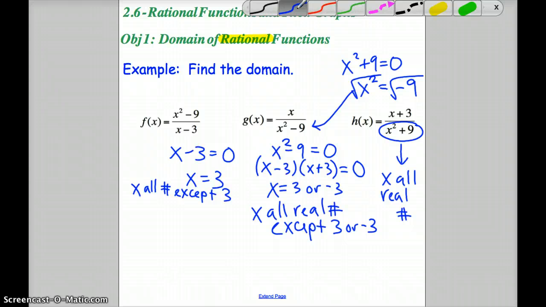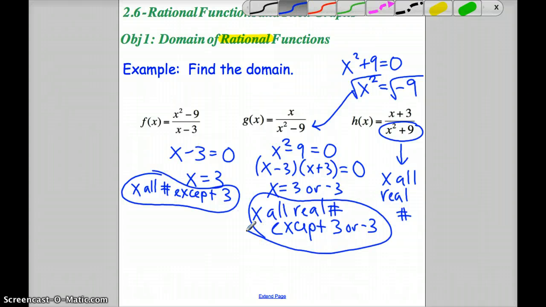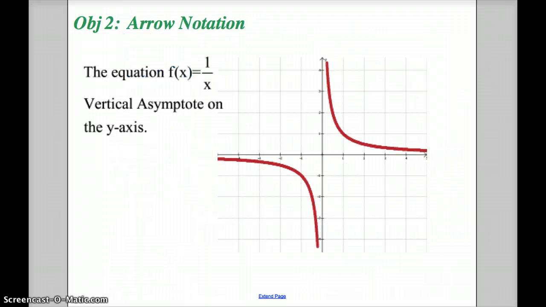Now we're going to take a look at these three functions again. We're going to take a look at their graphs and what happens at 3, or at 3 and negative 3. And once again, is there anything interesting happening here even though there were no restrictions? We're going to take a look at those situations in the coming slides. So the next thing that we want to understand is this idea of arrow notation. We're looking at this function 1 over x. You've seen this function before.